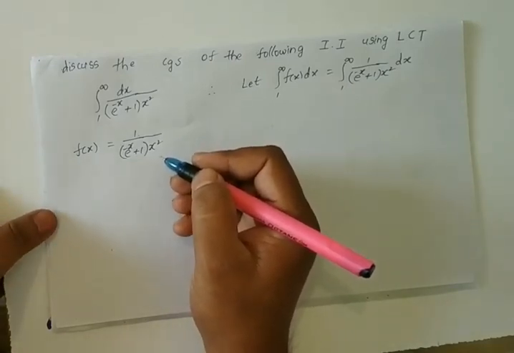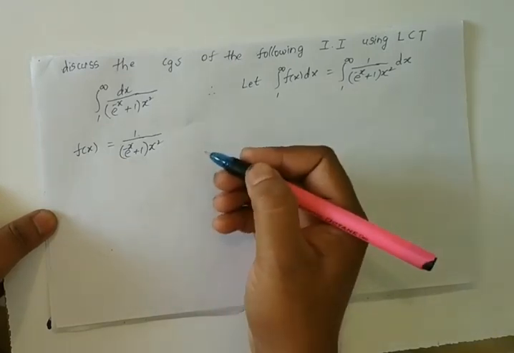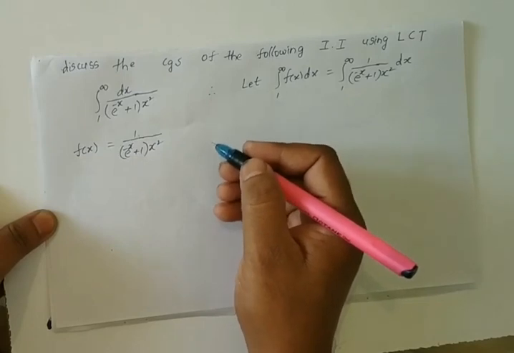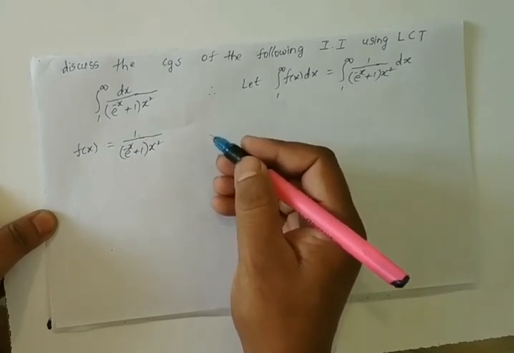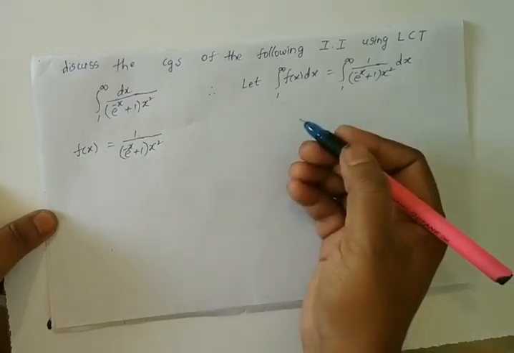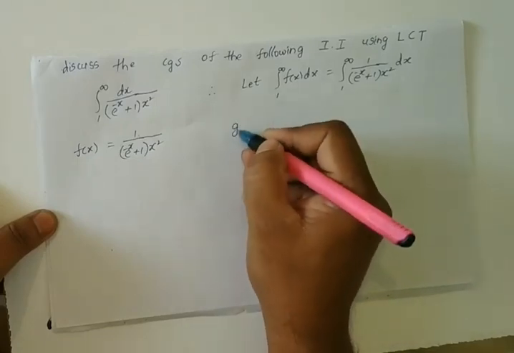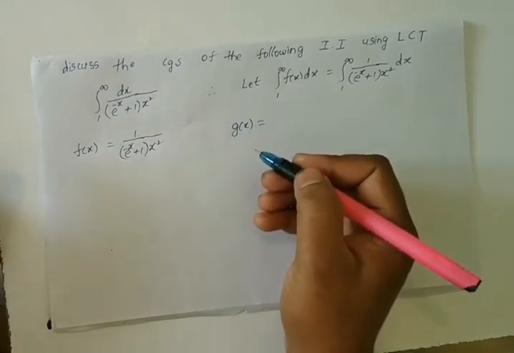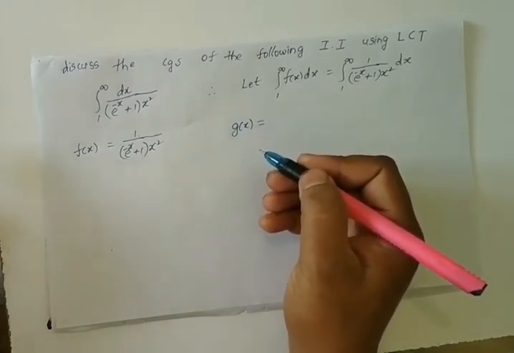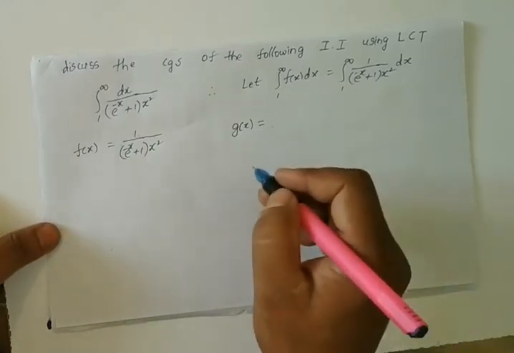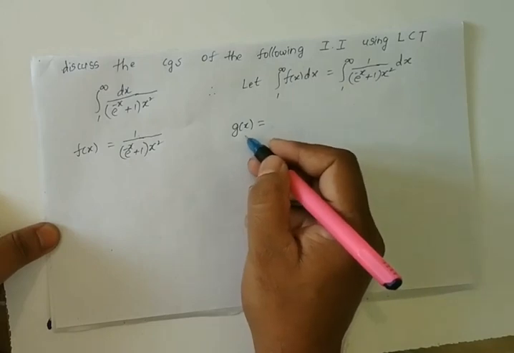Now we want to choose another improper integral, that is the integral from 1 to infinity of g of x dx. That means we want to choose another function g of x. So here, what is g of x? Tell me. Now let us see how to choose another function, that is g of x.